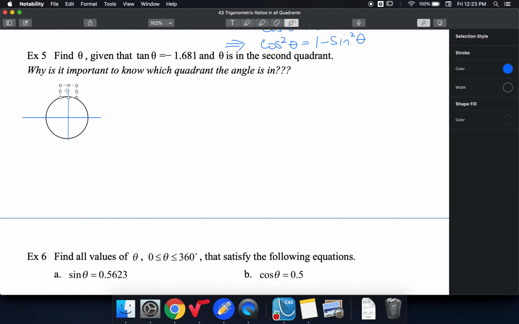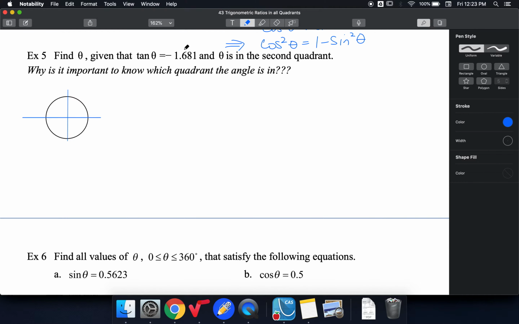Okay, there we go. So we've got a unit circle, radius 1. We know that tangent is the slope, so I'm going to put in a line that has a slope of negative 1.68 approximately. So that's going to be greater than my pi over 4 reference angle. So something like up here maybe. So I'm going to put my line through this way.